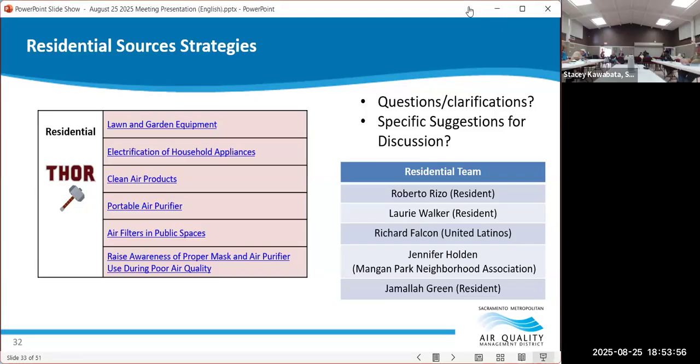And then, if you have your packet, steering committee members, the first page of residential sources, we're going to read the title of the strategy and give you a little blurb of the description. We're going to ask, are there any comments, questions, or discussion? I'm going to tally those.